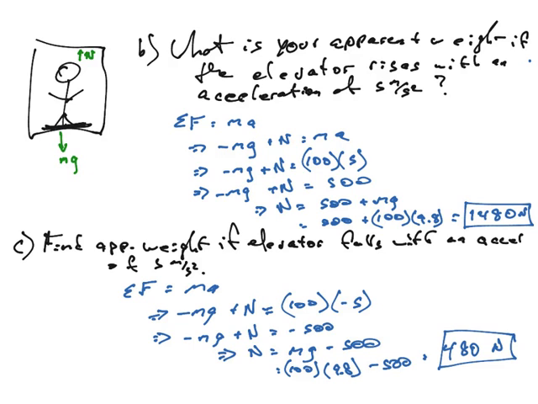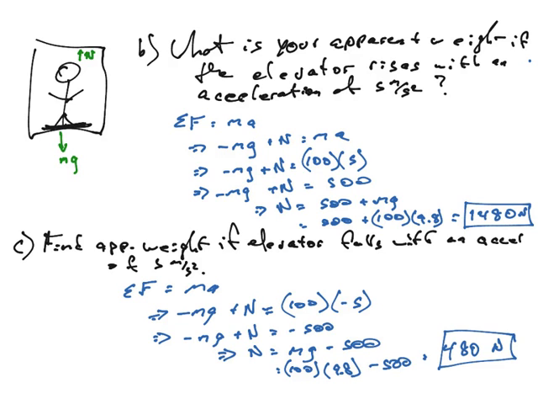If it was moving downwards with a constant velocity, of course, the acceleration would be 0, and there'd be no difference. My true weight and my apparent weight are the same. This is how you calculate an elevator problem. They're all identical. What are all the forces? Weight pulling down, mg, normal force pushing up. The only difference is what do you put on the right side? And that depends on the situation. Are you accelerating or are you moving at constant velocity? If you're moving at constant velocity, then ma is just 0.